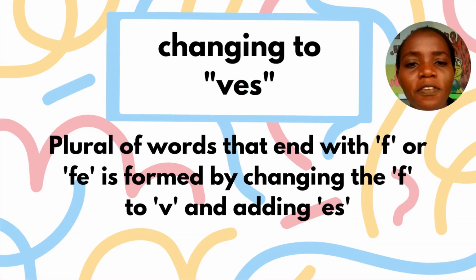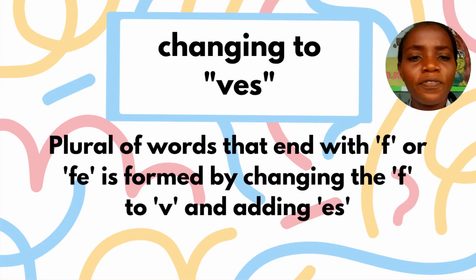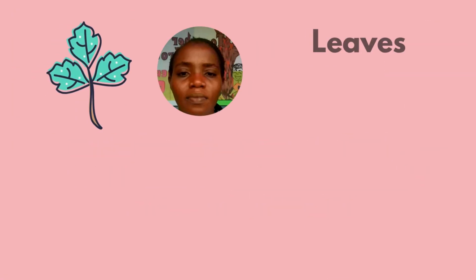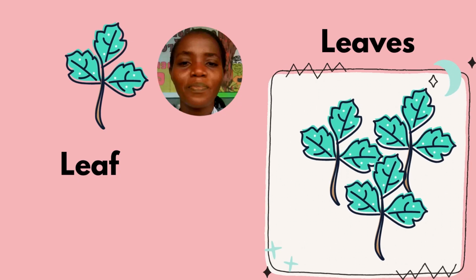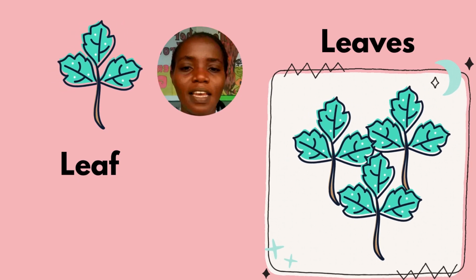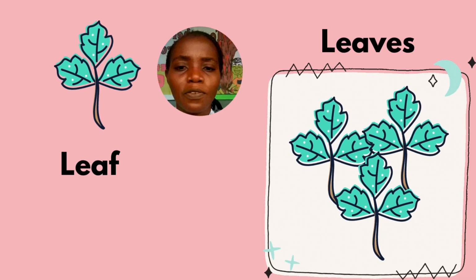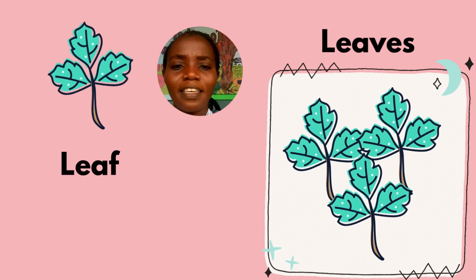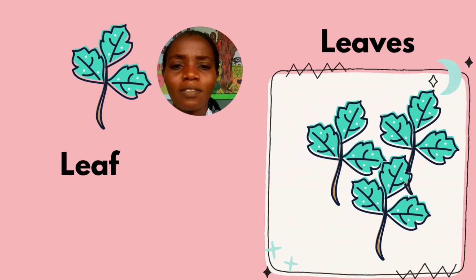We proceed to the formation of plurals by the addition of ves. When a noun ends with f or fe, the plural of such a noun is formed by changing the f or fe to v and then adding es. I have some examples here, and the first one is leaf, L-E-A-F, leaf. To form the plural of leaf, we change the f to v and add es. So the plural of leaf is leaves.